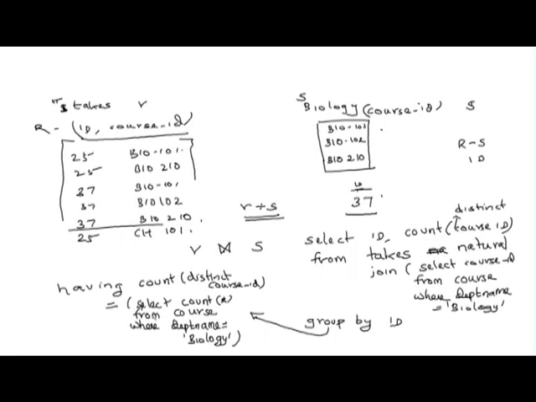If the count for a particular student is less, then the student has not completed all the biology courses. Can the count be greater? Well, it cannot be because I am only counting biology courses which the student has taken. It cannot be greater than the complete set of biology courses. So it turns out division can be done using aggregation like this.